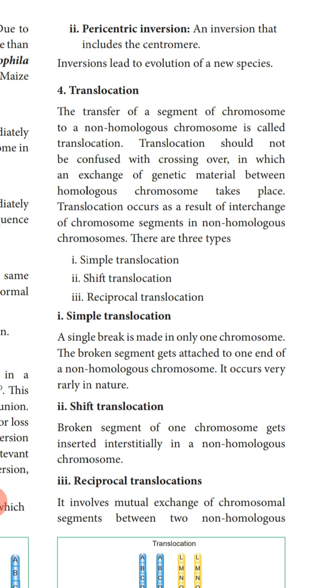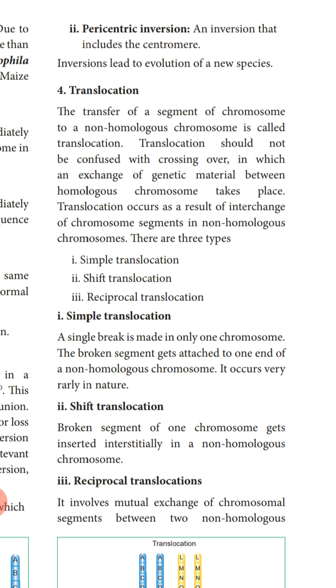This is very rare in nature. Next is shift translocation. The broken segment of one chromosome gets inserted interstitially in the non-homologous chromosome. Now here, in this shift translocation, what is happening? From one chromosome in the terminal region, a segment is getting removed. That deleted segment or that broken segment goes and is inserted in the non-homologous chromosome in the middle. Okay, interstitial means in the middle of the chromosome. Okay, then that is called shift translocation.